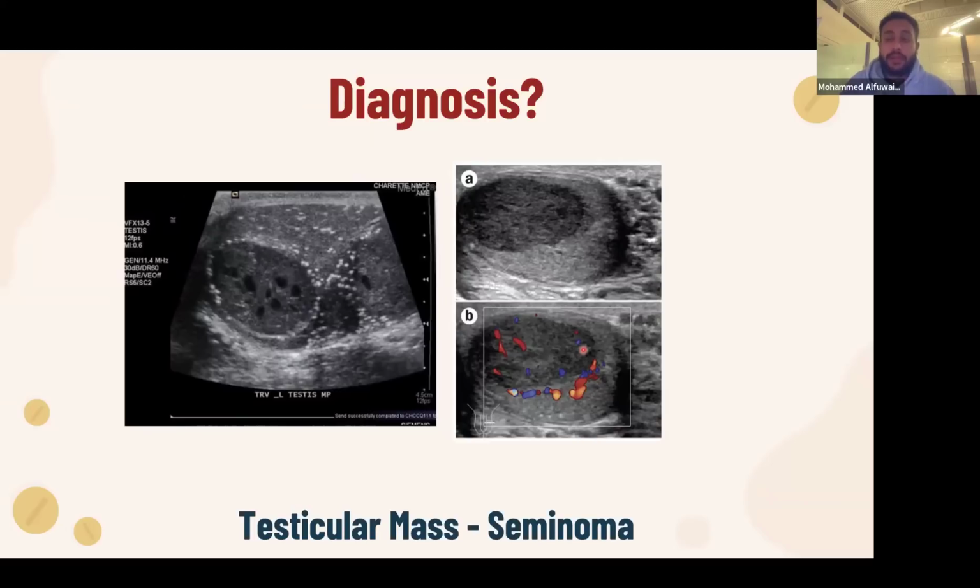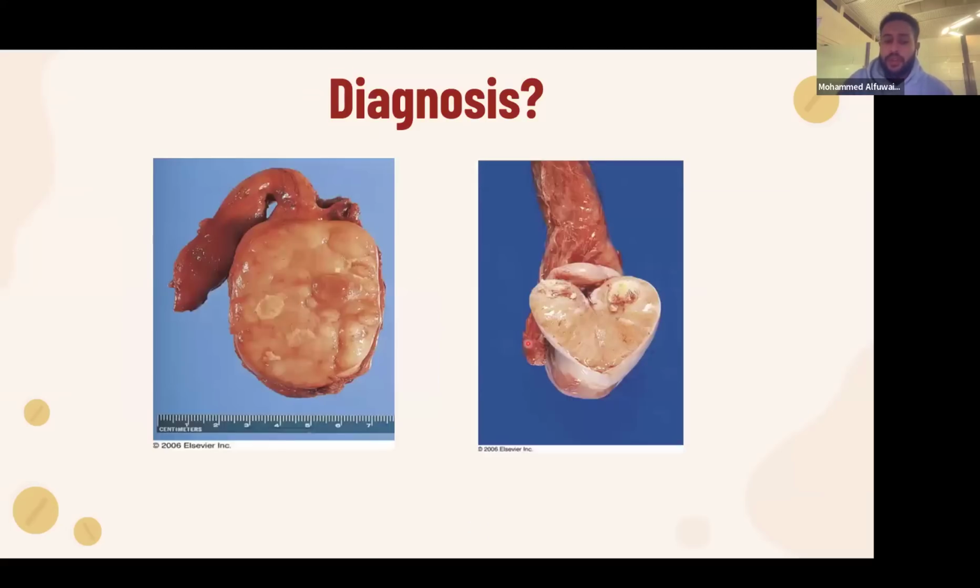How do you know it's a testicular mass or a tumor? Because number one, it uptakes contrast. Number two, you can color it with Doppler. It's vascular, so it will be positive on Doppler. This is a seminoma. Now, usually it's this golden mass.